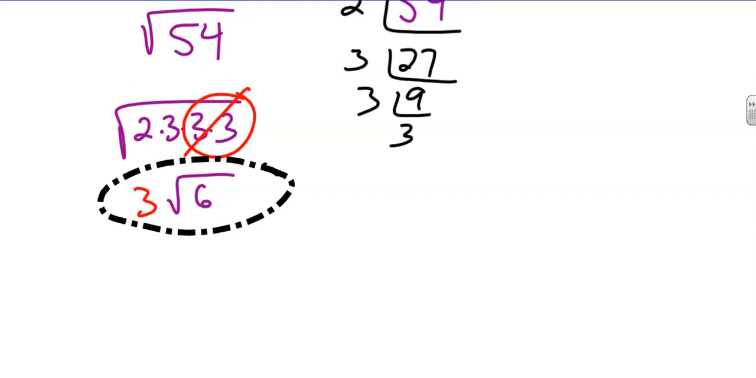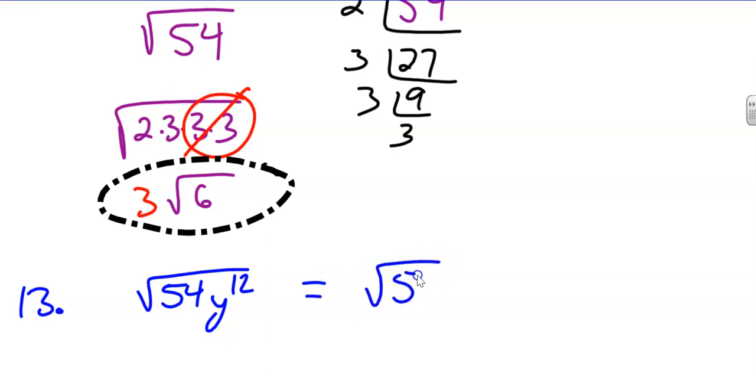Okay, and then 13 with this random number generator works out almost perfectly because the only difference between 12 and 13 is it's square root of 54, but now you get y to the 12. If you separate this into two parts, you can take the square root of the number and the square root of the variable. This worked out great because we've already got the answer right here for this one. It's 3 square root of 6. We'll just bring that answer down here to get what we need.